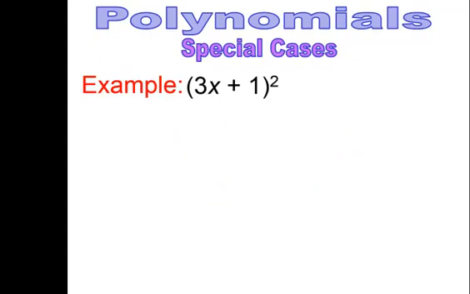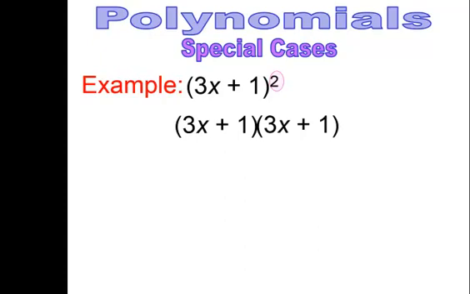Now this is a special case. Whenever you see an exponent, you need to know that that means that whatever that base is, it's being multiplied to itself that many times. So in this case, the base is a binomial. What that exponent means here is I'm multiplying that binomial to itself 2 times.